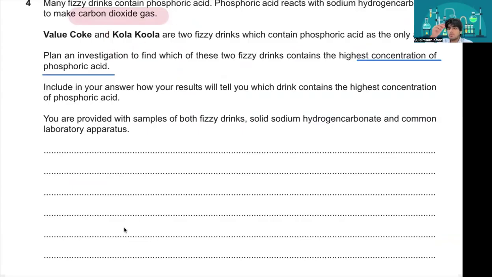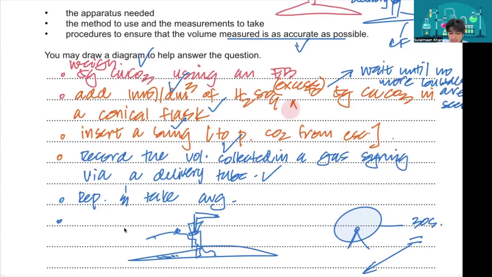Or you could measure the volume of gas being produced at equal time intervals, and then you could plot a graph and find the gradient of that graph. That's also correct. It's up to you. Yeah, I've written this down. It's literally the same thing.